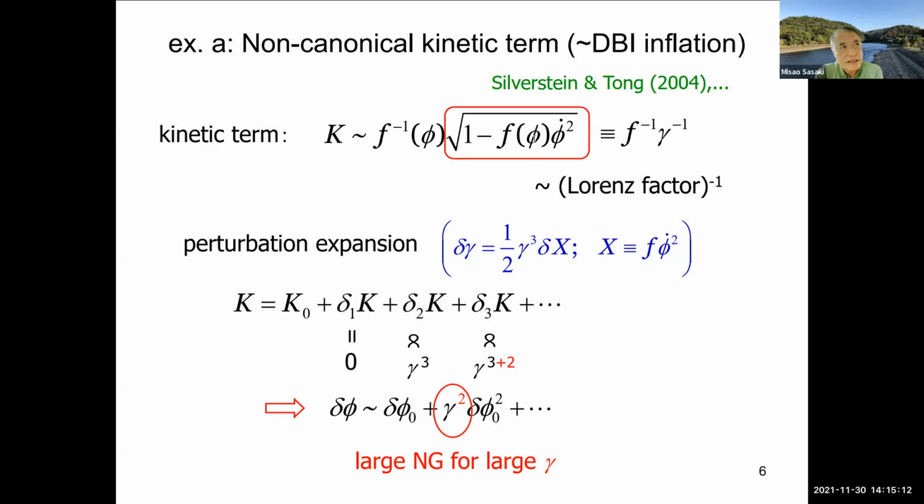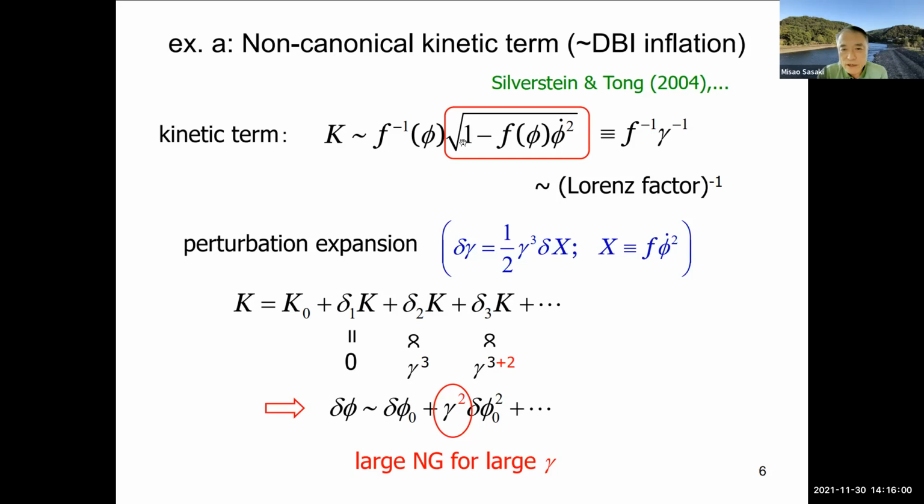In their case, I think it's a gauge field, but here it is extended to the scalar field case. F is some function of phi. And as you easily see, if you expand this to leading order in phi dot squared, you recover our standard one-half phi dot squared kinetic term. But if phi dot is large so that the square root becomes almost zero, then you will have a huge deviation from the standard canonical case. Since this looks like the inverse of the Lorentz factor, we use this gamma to represent one over the square root of this.